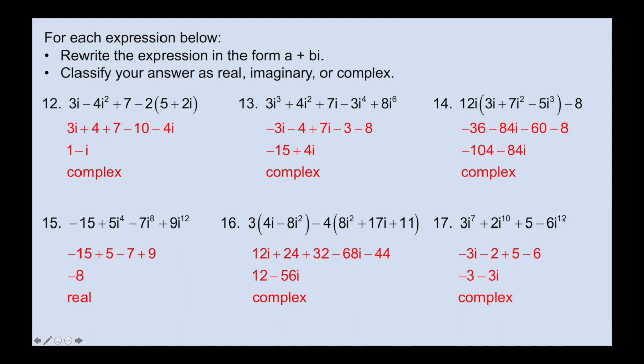And then i to the 12th, once again, that's perfectly divisible by 4. So I'm going to cancel that and keep this as negative 6. From here, when I combine negative 2 plus 5 minus 6, those all combine to give me negative 3. The negative 3i had nothing to combine with, so I leave that. And again, because I have a real part and an imaginary part, that's considered complex.